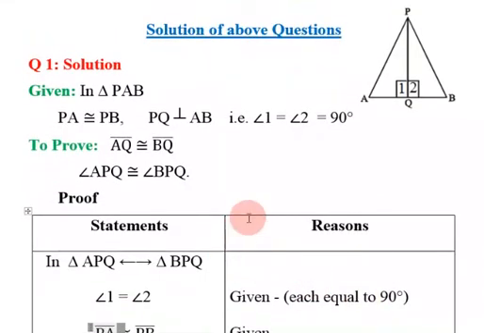In the first figure, it is a triangle. In this, the PQ is perpendicular to AB, means making an angle of 90 degrees. So we have divided the perpendicular into two parts and both the angles are equal to 90 degrees, means angle 1 and 2 both are 90 degrees, and we have to prove that the AQ side is congruent to the BQ and the angle APQ is congruent to the angle BPQ.